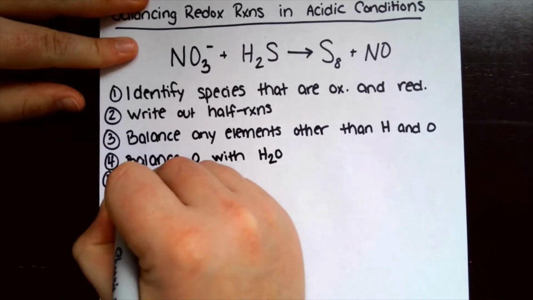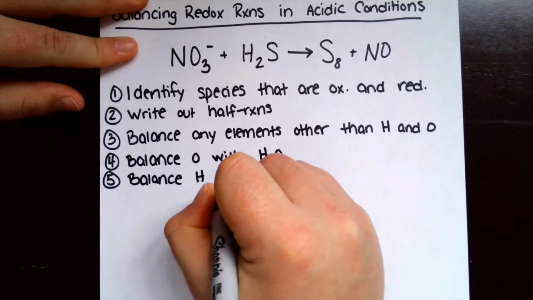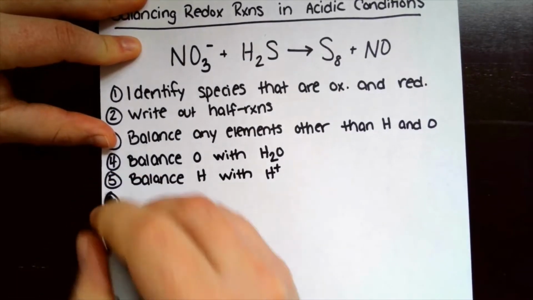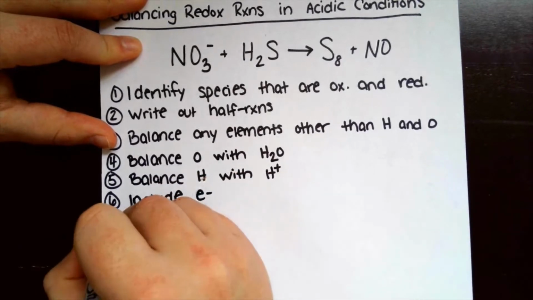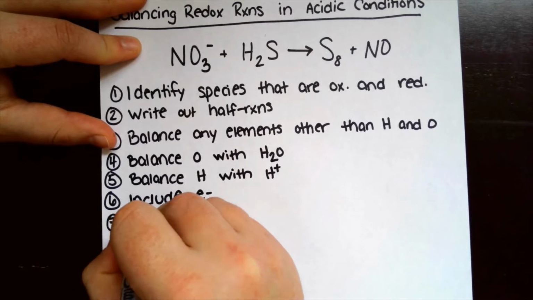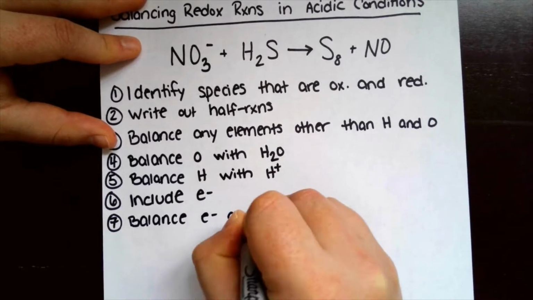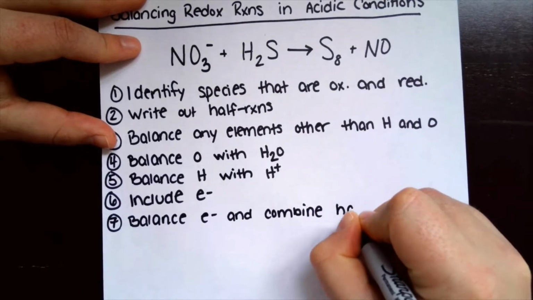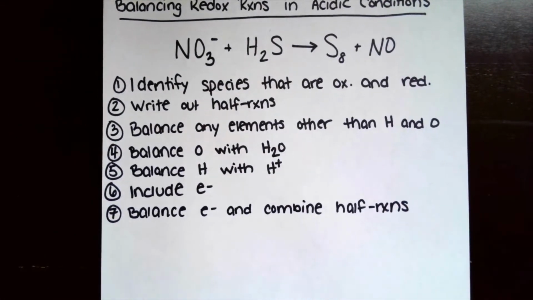Then balance your hydrogens using H+ ions. Then you need to include the electrons. And lastly, balance electrons and combine the half reactions. Alright, so these are the steps you always need to follow whenever you're balancing a redox reaction.